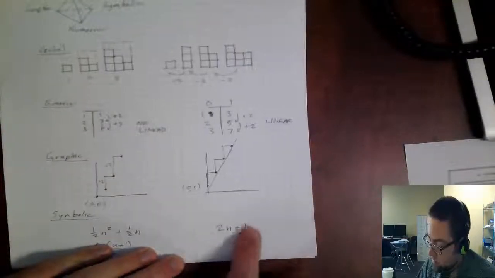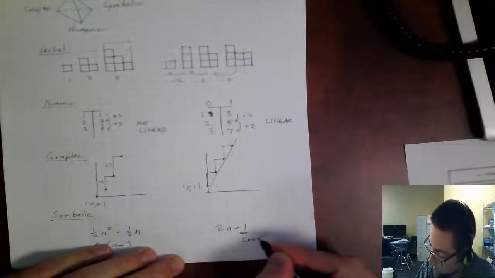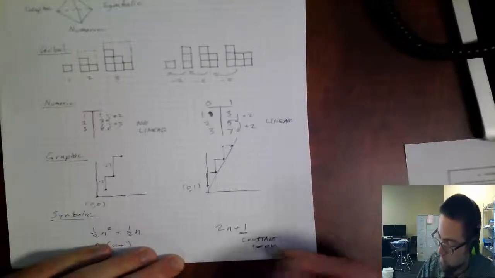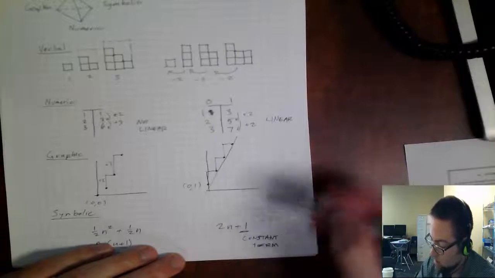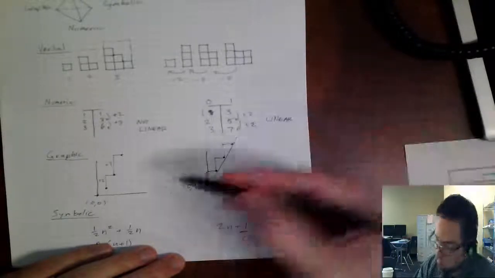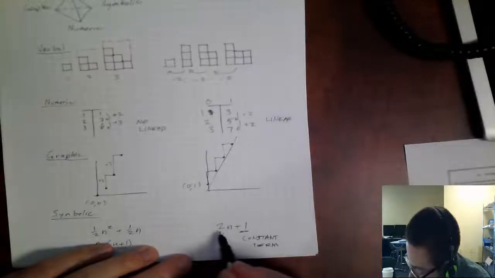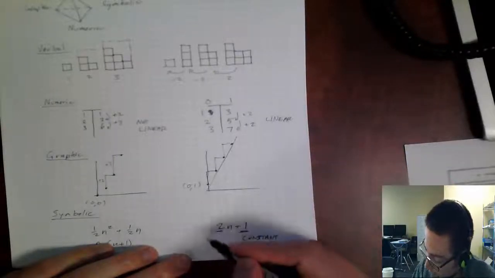So this constant term, which is just a number by itself with no n attached to it, is what we call the y-intercept, where it crosses the y-axis. And then the 2, how does this come in? This is the linear term.